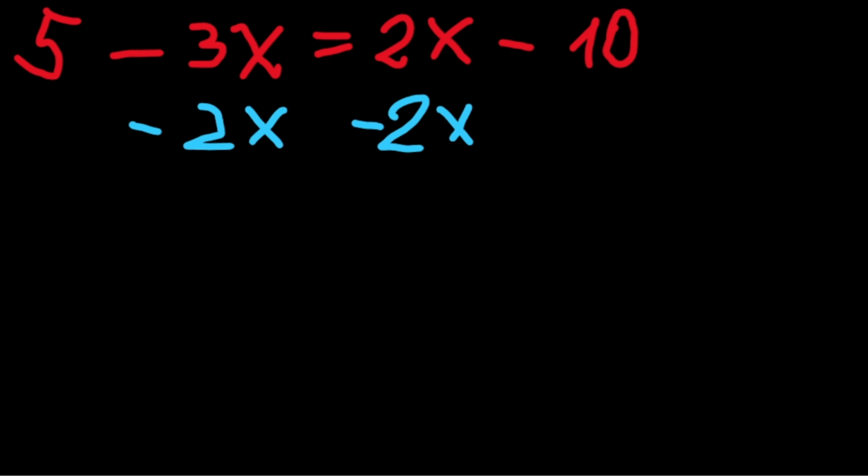What else do we have? We have number 5 and number 10. We have here plus 5, so we're going to have minus 5. And what we do here, we do on the other side too. So it's going to be minus 5 here too. Okay, let's draw a line and try and solve it.